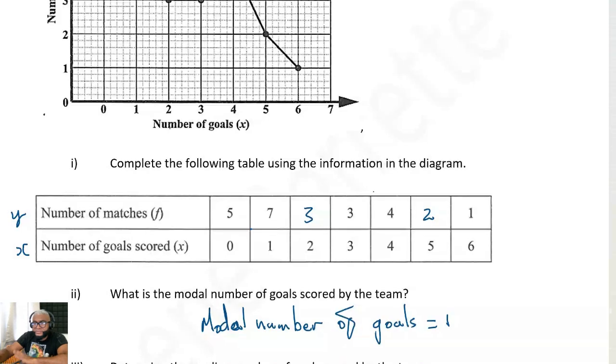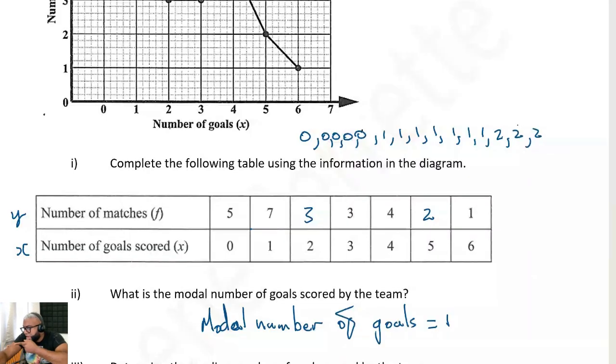So how is this information written? I just want to show you this. For 5 matches, they scored 0: 1, 2, 3, 4, 5, so 5 zeros. Then for 7 matches, they scored 1: 1, 2, 3, 4, 5, 6, 7. Then for 3 matches, they scored 2: 2, 2, 2. You see that?